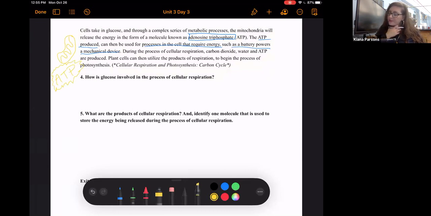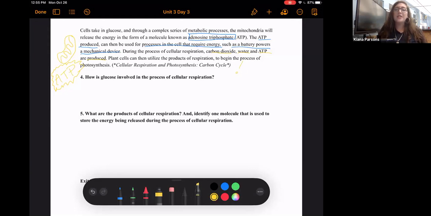During the process of cellular respiration, carbon dioxide, water, and ATP are produced. Plant cells can then utilize the products of respiration to begin the process of photosynthesis. And we just talked a little bit about that, and we're going to expand upon that in Unit 9 when we talk more about ecology and the broader ecosystem.